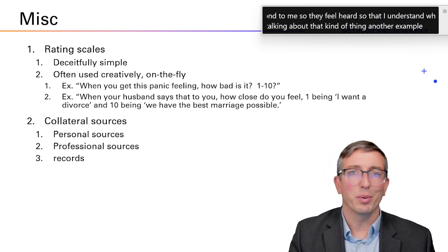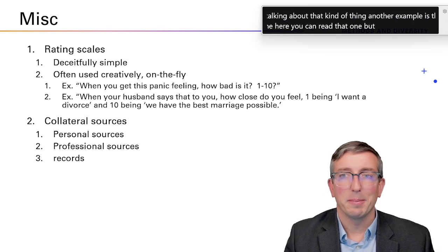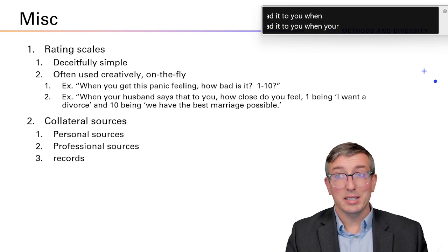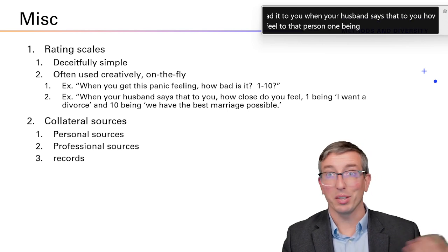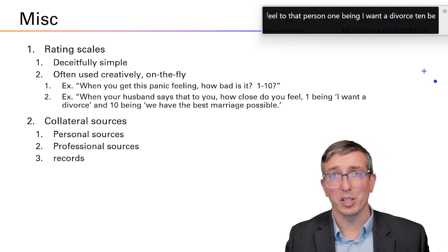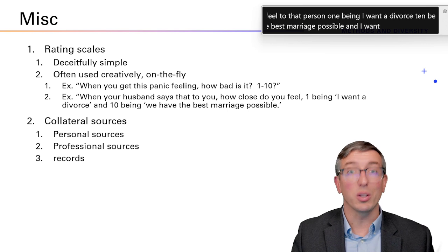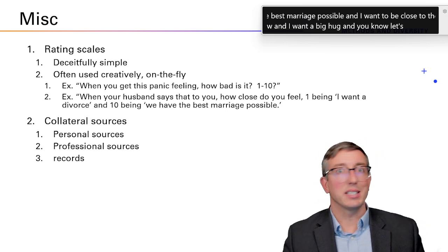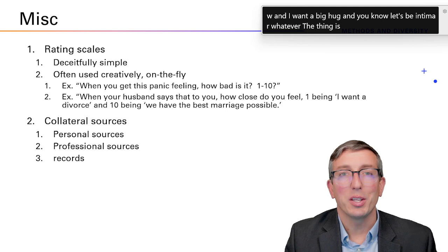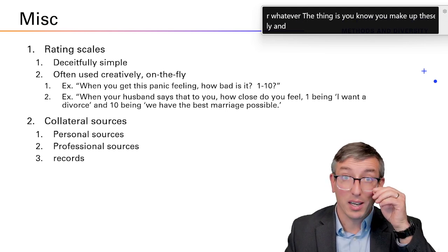It's that kind of thing. Another example is the other one here. You can read that one, or I'll read it to you. When your husband says that to you, how close do you feel to that person? 1 being, I want a divorce. 10 being, we have the best marriage possible and I want to be close to them right now, and I want a big hug and, let's be intimate together, whatever the thing is. You make up these things on the fly and you can get a lot of good information.